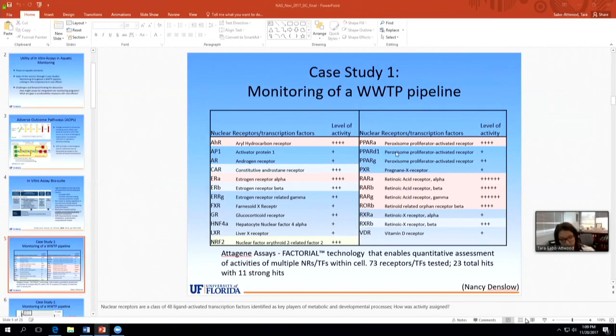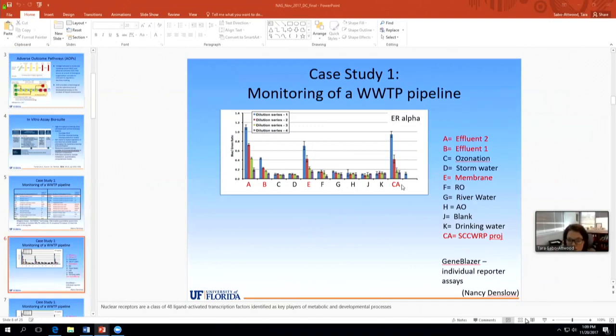And just to note, the level of activity, although depicted as pluses here, were assigned from quantitative EC10 and EC50 values. But in their round-robin approach, they use several other assays, such as the GeneBLAzer assay, which really looks at receptor activation on an individual level. And this is just really showing what type of data you get out of these assays.